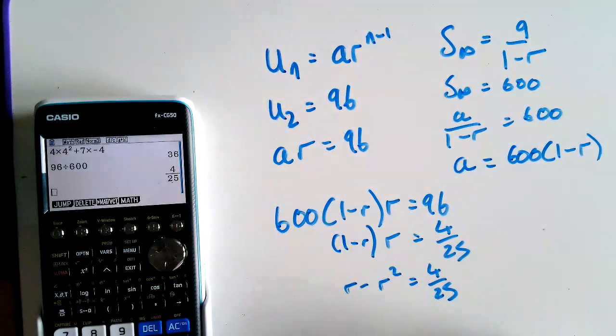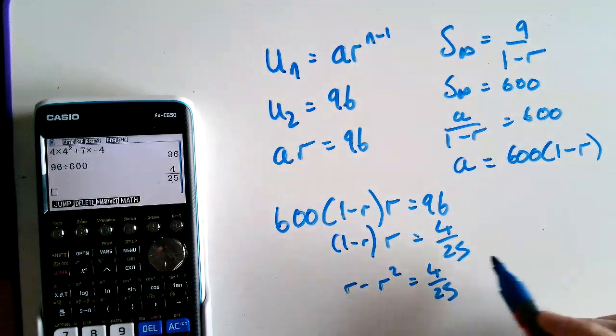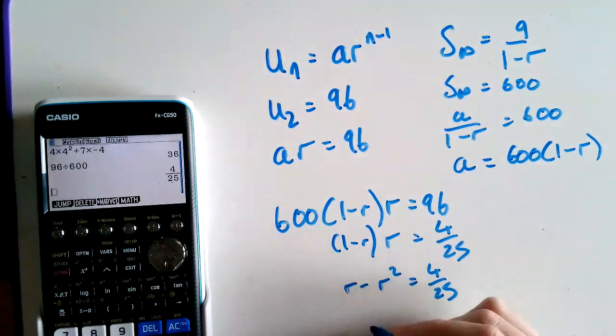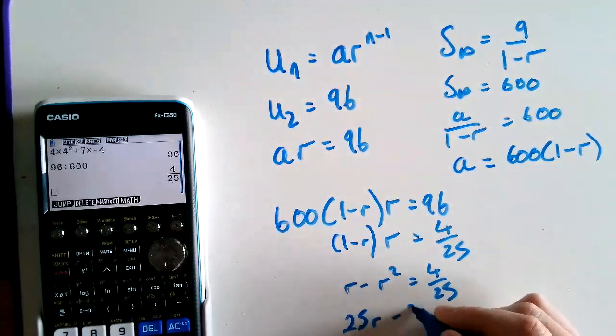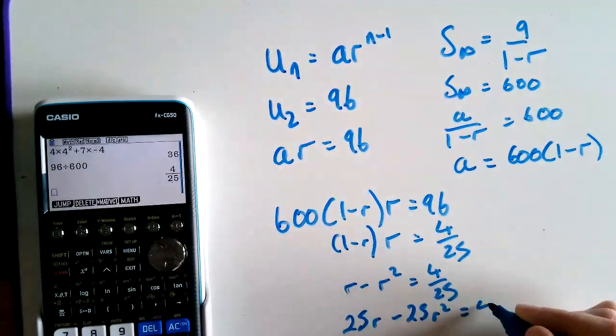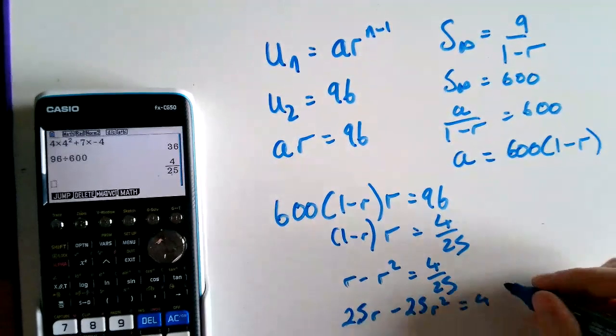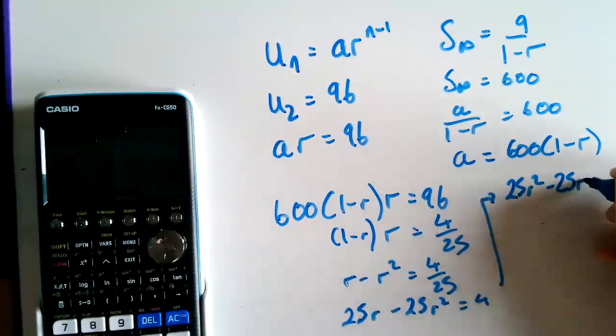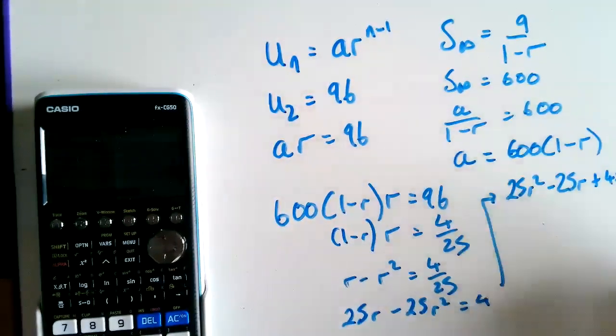And I guess since you've got graphical calculators, you could take all this to one side and then just type it in your calculator. I want to show you how to do this without one. Now times it by the 25. So 25R minus 25R squared equals 4. Take everything to one side. So 25R squared, take away 25R, plus 4 equals 0.